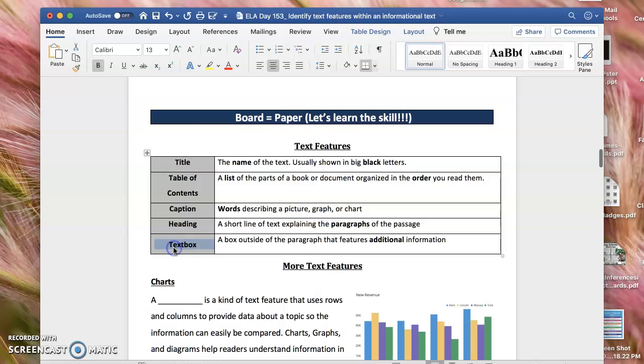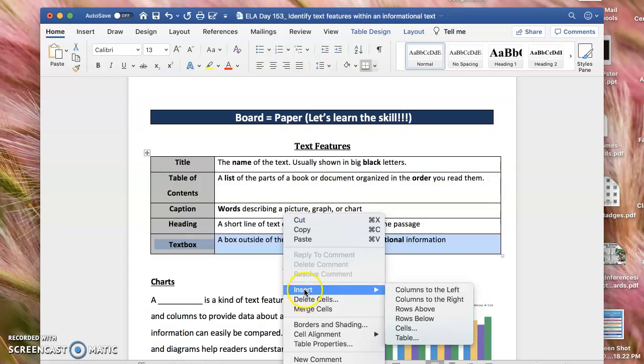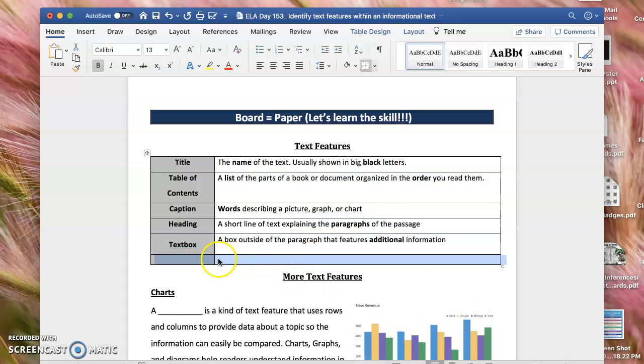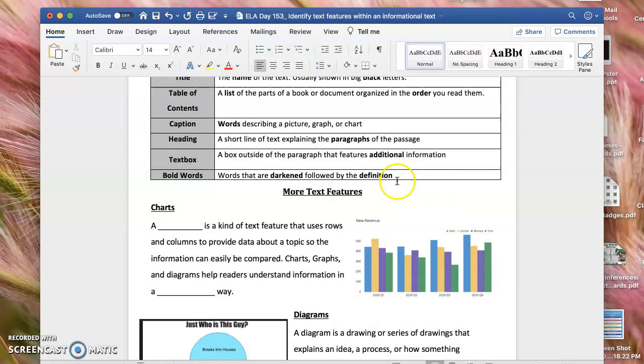One thing that I forgot to add in here, let me insert a row below, is our bold words. And we know that the bold words are words that are darkened, followed by the definition. Okay? Good. So now, guys, we're going to talk about two more pieces of text features.